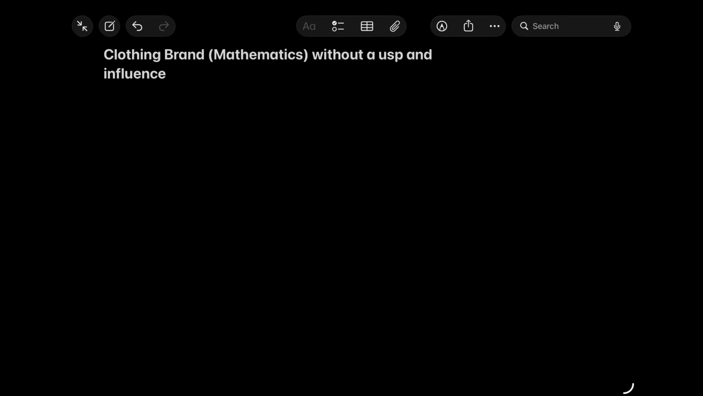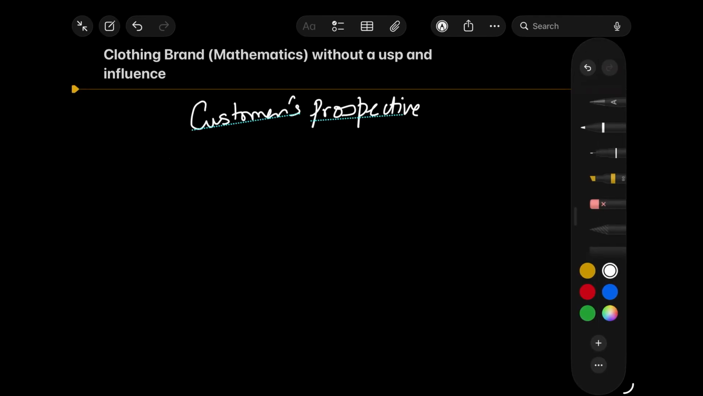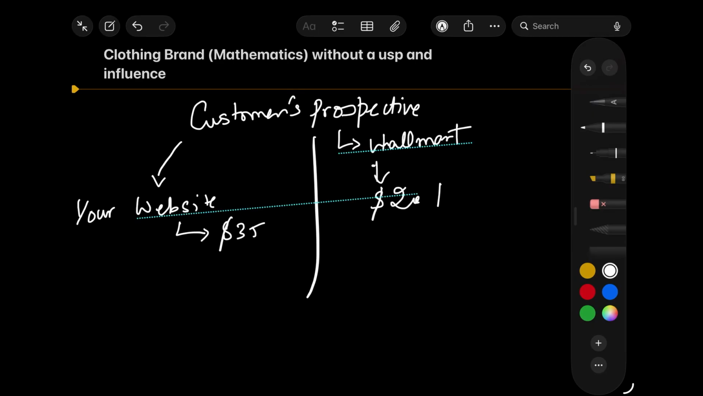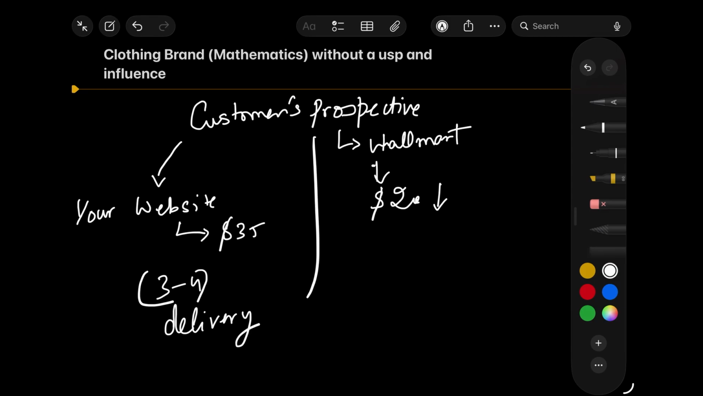Let us start this from your future customer's perspective. Let's say a customer visits your website and is interested in one of the t-shirts that you're selling. Let's say it costs 35 bucks. So here's the thing. He can easily go to a local Walmart store and get a similar t-shirt for under $20. So why would he pay you $35 and wait for 4 to 5 days to actually hold the t-shirt which he has already paid for, when he can basically get the same thing cheaper and quicker?